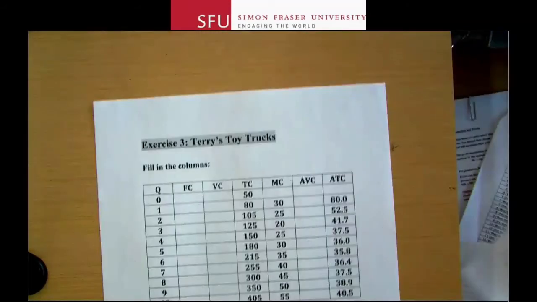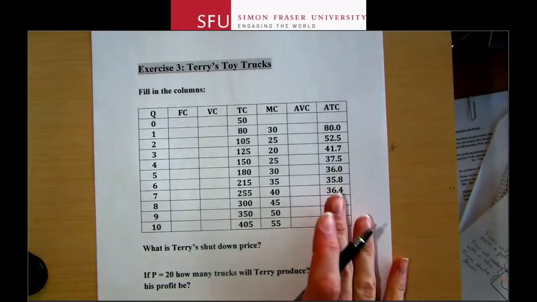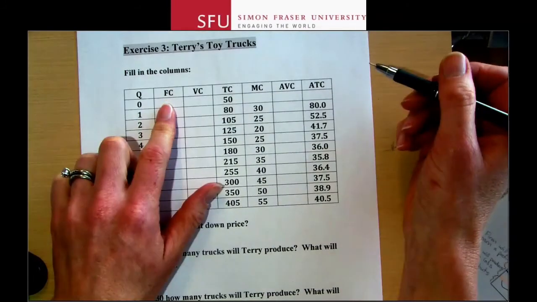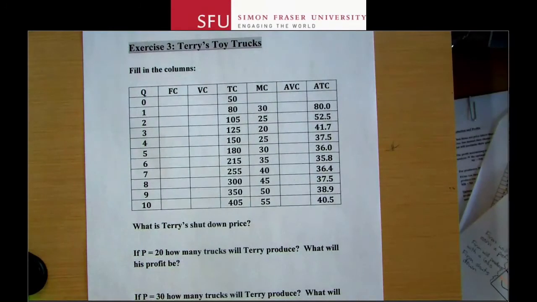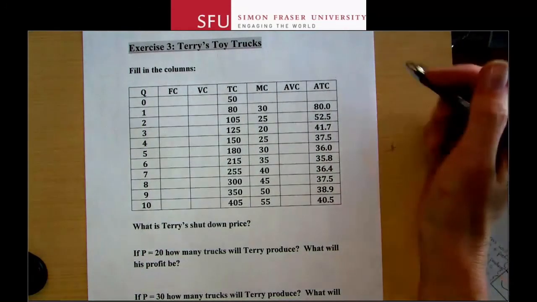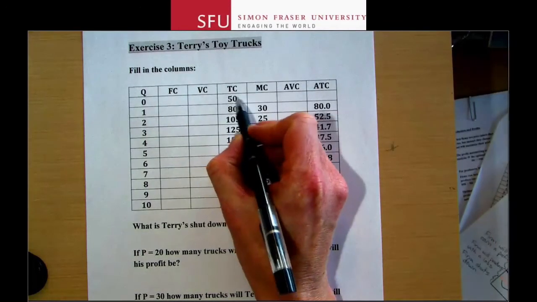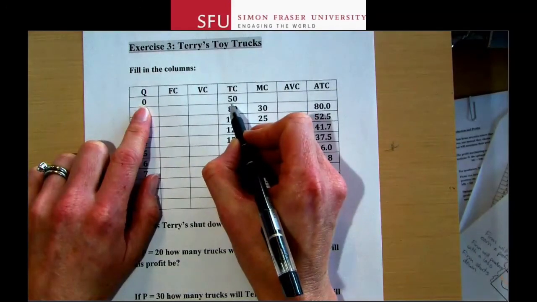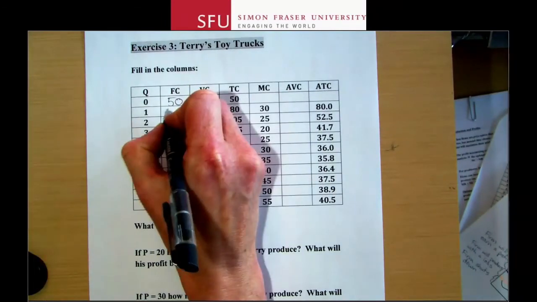Okay, now, Toyo's toy trucks. All right, so filling in the columns. First column, fixed cost. We're not told what it is, but we can figure it out. What's the fixed cost? Yes, the $50. That's right. So fixed cost is just the first one here, right? When the quantity is 0, it is the cost. So 50. All right, so that will be all the way down, 50, 50, 50.